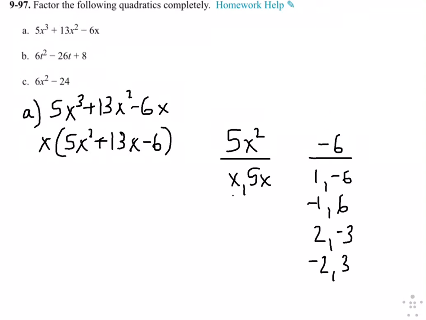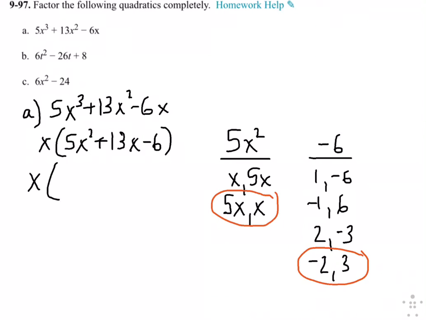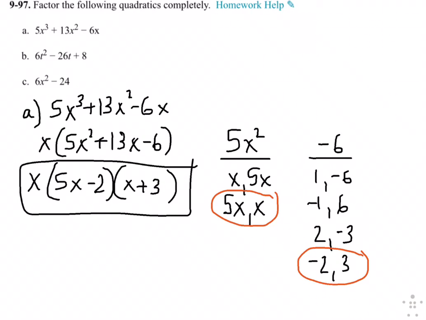Let's not forget we need to reverse one of the columns, so I'm going to reverse the first one. And then we can quickly see that the outers would be 15x, the inners would be negative 2x, and combined that would be 13x. So I still have the x, right, and this factors to 5x and x and negative 2 and positive 3. So that's fully factored.